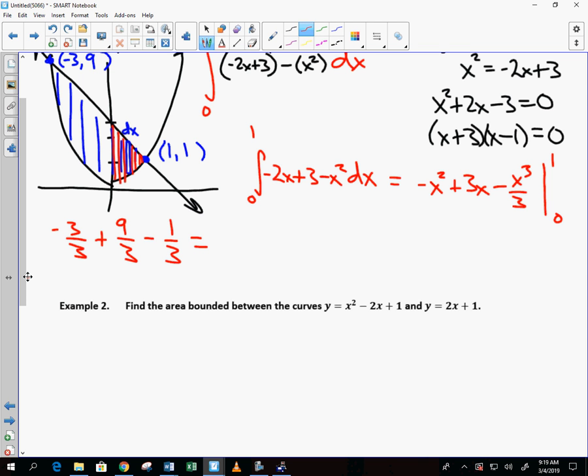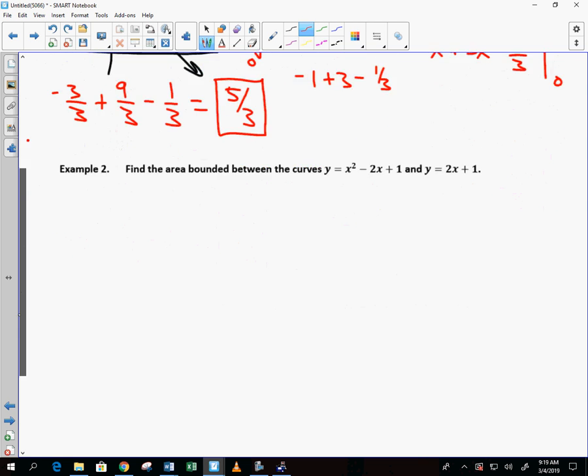Okay. We'll try it again. I'm going to plug in 1. I get negative 1 plus 3 minus 1/3. I'm now going to make common denominators. That is the exact area. We okay? All right. So that's the basic example.